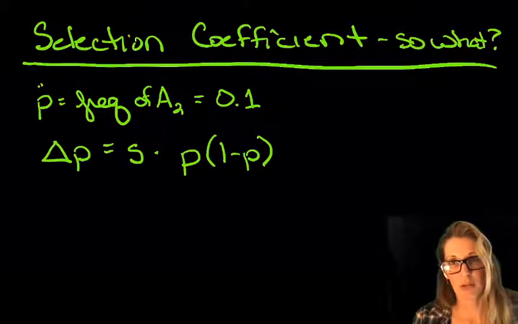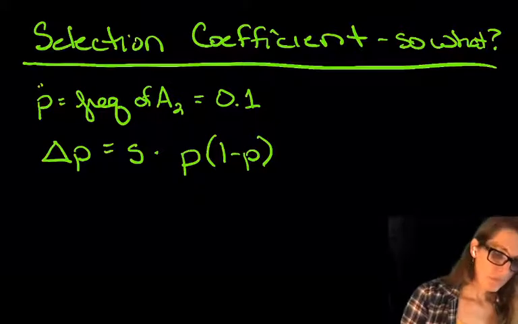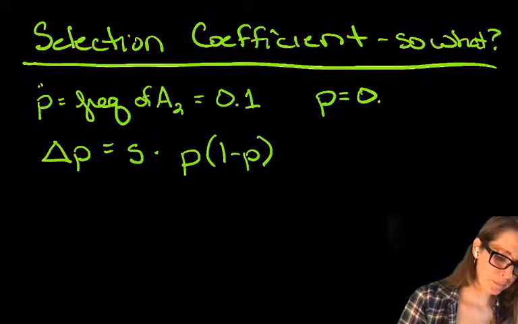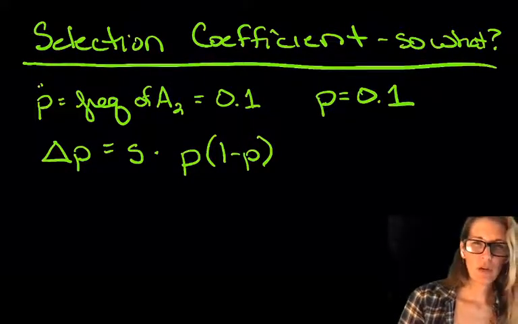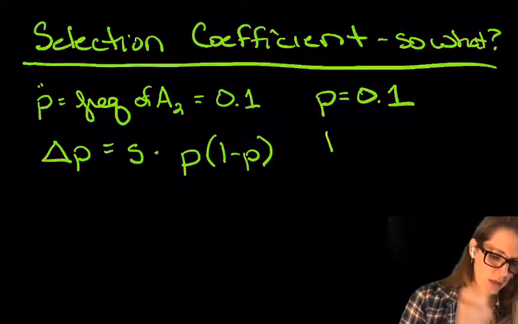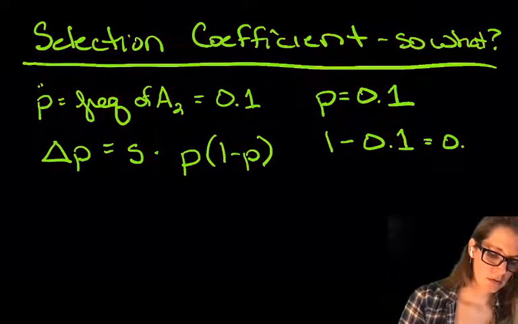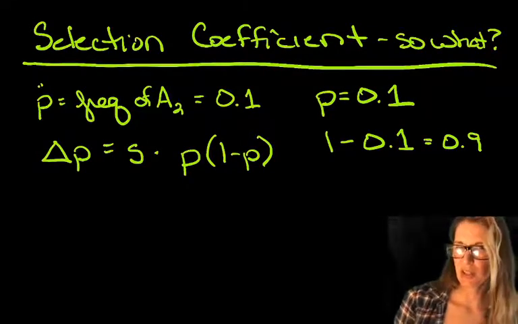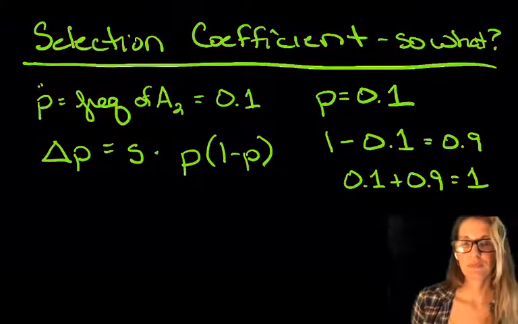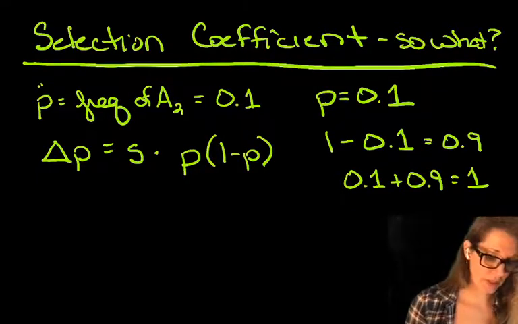I don't know about you guys, but these formulas always make my head hurt a little bit. So let's break it down. P, we said already, equals 0.1. Then in our formula, we're going to multiply that times 1 minus P. So 1 minus P, if we take 1 and subtract P, we get 0.9. That's starting to look a little bit familiar. What if we add them? What do we get? 1.